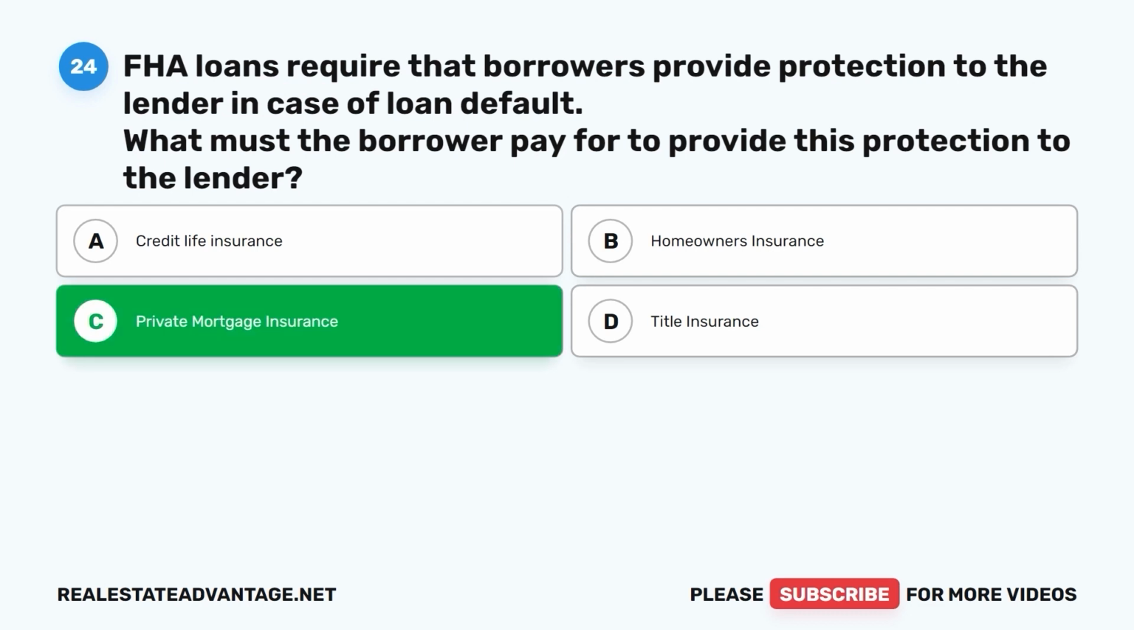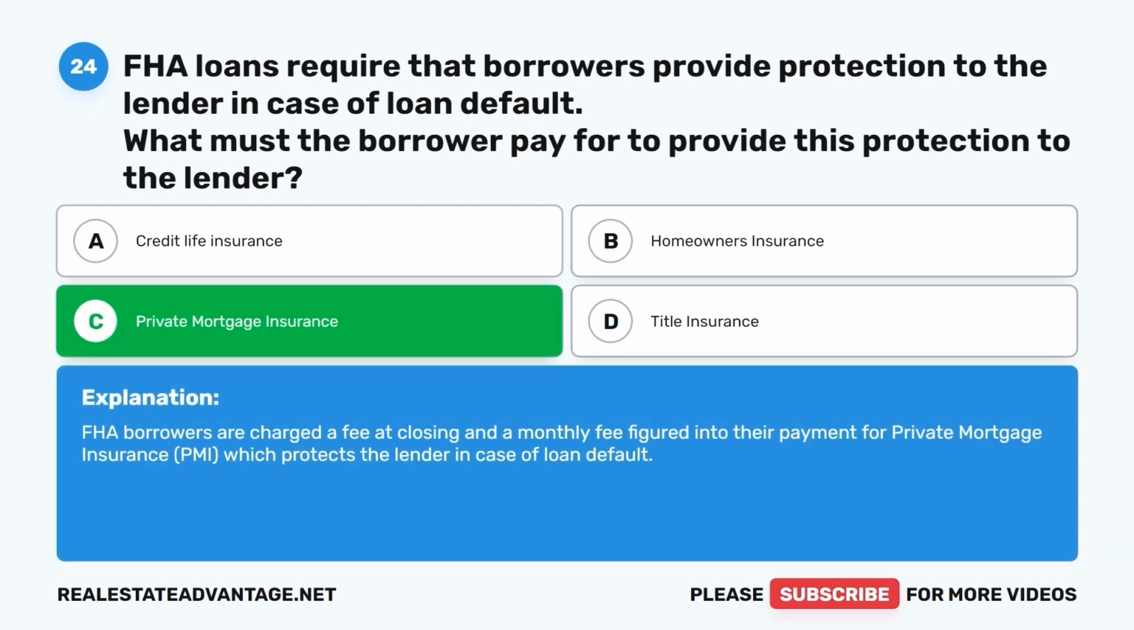Private mortgage insurance. FHA borrowers are charged a fee at closing and a monthly fee figured into their payment for private mortgage insurance, PMI, which protects the lender in case of loan default.